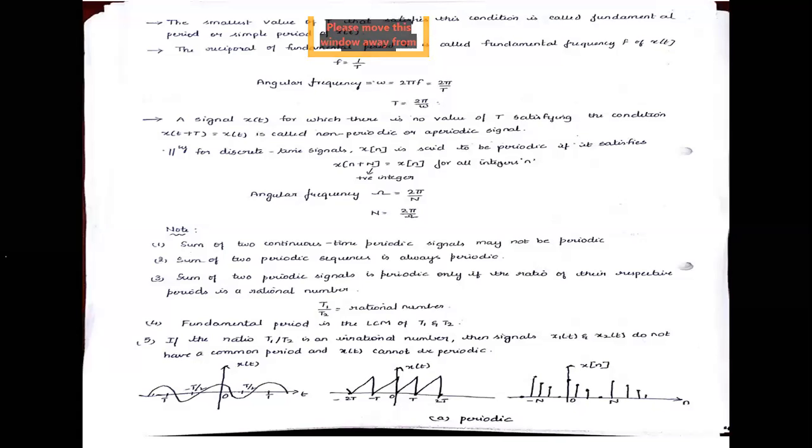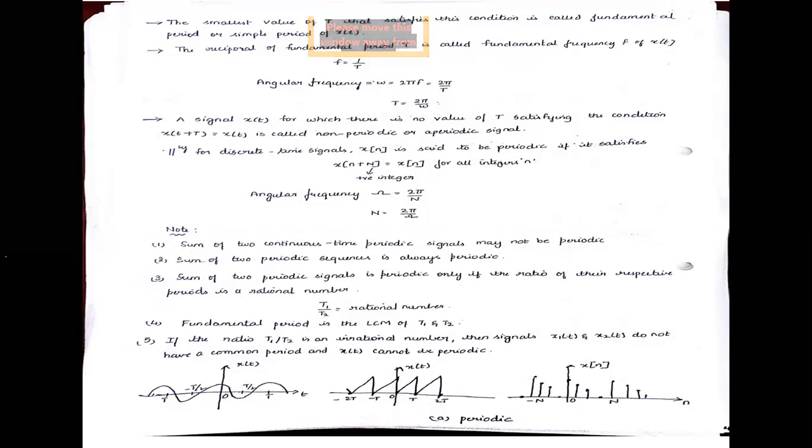If it is not a rational number, that is, it is an irrational number, there is no common period for x1 of t and x2 of t. These are very, very important points when we go for periodic and non-periodic signals. The sum of two continuous time signals may not be periodic, but the sum of two periodic sequences, meaning discrete periodic signals, is periodic.